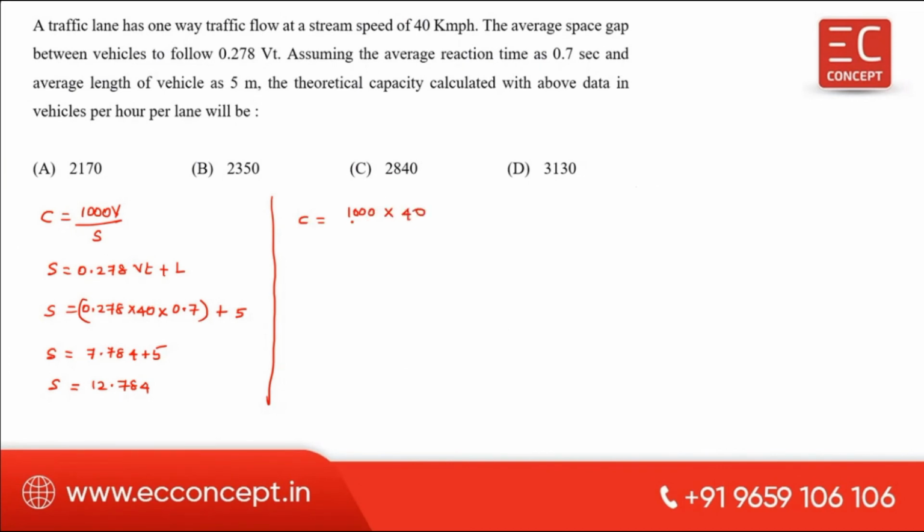40 divided by 12.784. So C is equal to this. Then the final answer is approximately 3129 point something. So this is 1000 into 40 divided by 12.784, which is 3128.9. So capacity we can take it as 3130. So this is the answer.